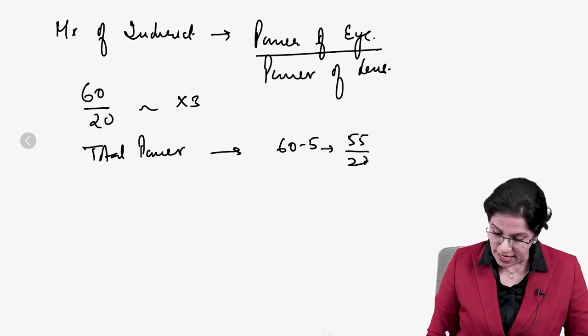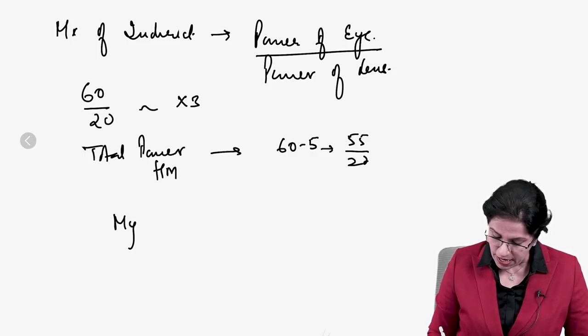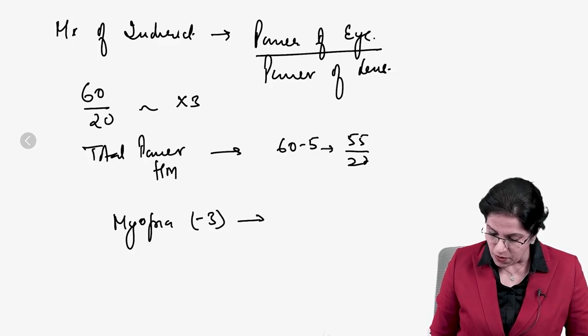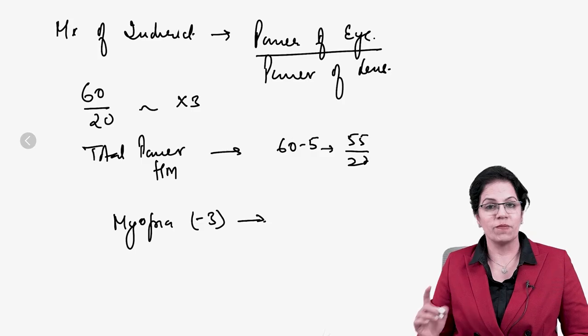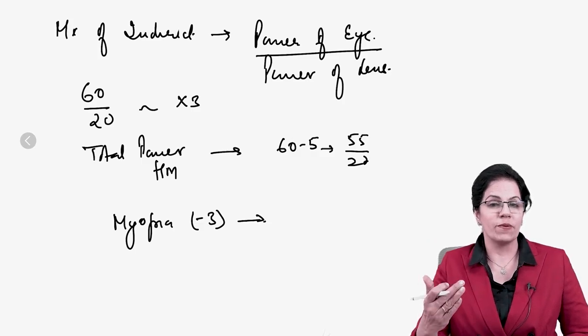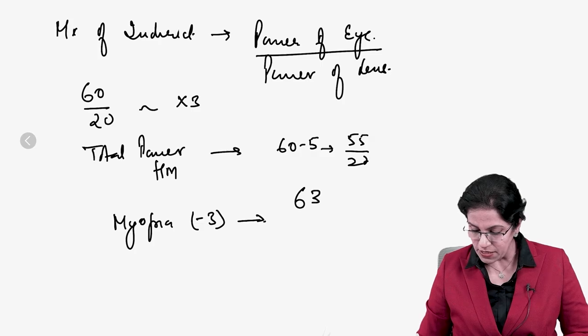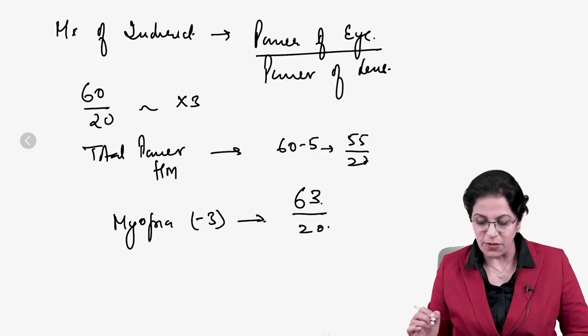And if I would have said, okay, instead of hypermetropia, this patient is myopic, minus 3. Now what is the magnification? So the total power of the eye will become what? If he is myopic, myopia is more than required. So here the total power becomes 63. So it becomes 63 upon 20.